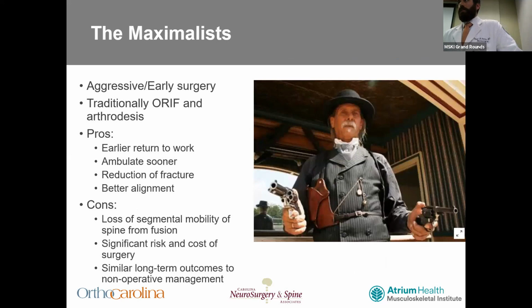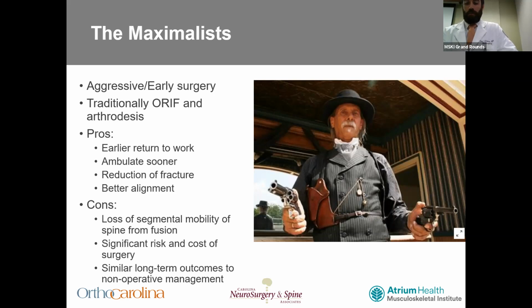So then on the other side of the spectrum, you have the maximalists, the people that promote aggressive and early surgery. And this is traditionally with an open approach and pedicle screw stabilization and then arthrodesis across the fracture site. The proposed benefits of this are you have an earlier return to work, you heal faster, you ambulate sooner, the fracture gets reduced, and you have good alignment and you correct the deformity. Cons: if you arthrodese across several levels of the spine, you lose that segmental mobility of the spine, which can then create further problems down the road. And there's also obviously the significant risk and cost of surgery.